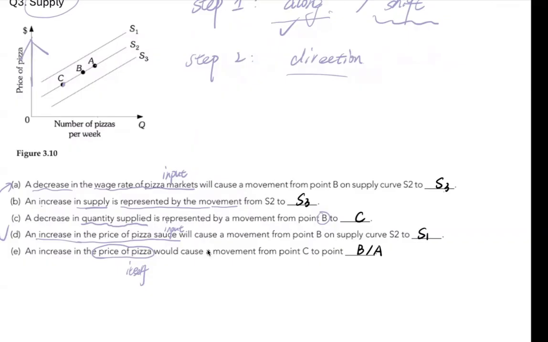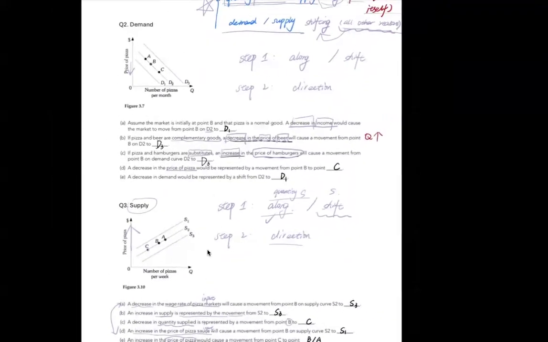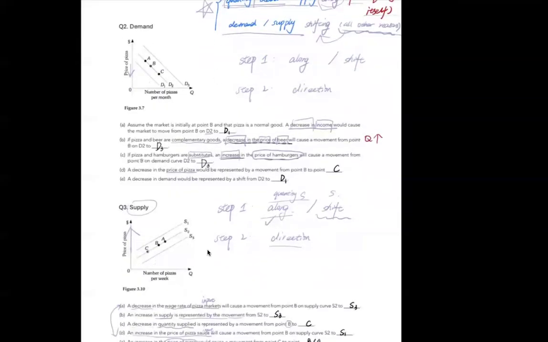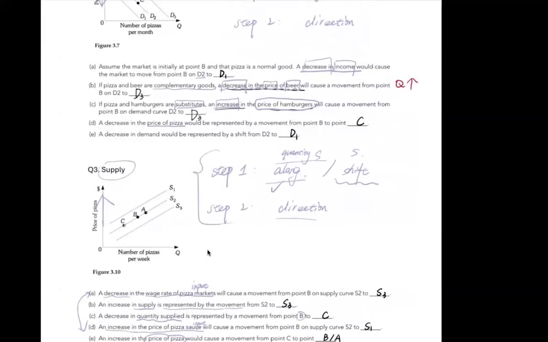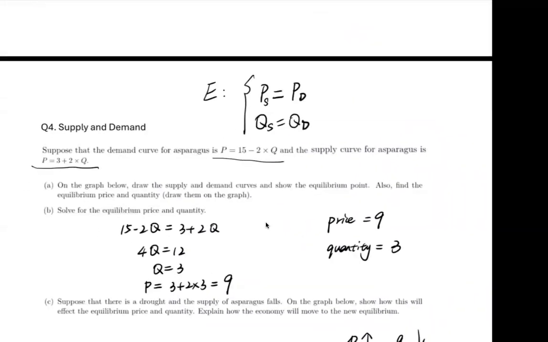Okay, so for question 2 and question 3, these two questions are important for you to know the difference between quantity demanded or supplied, and demand or supply change. And you need to know the direction of it. After finishing these two steps, you will find the correct answer. Okay, any questions? Okay, if not, we'll keep going.